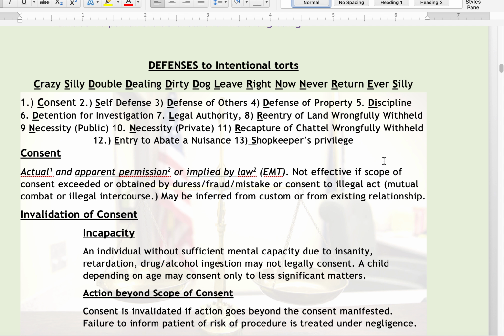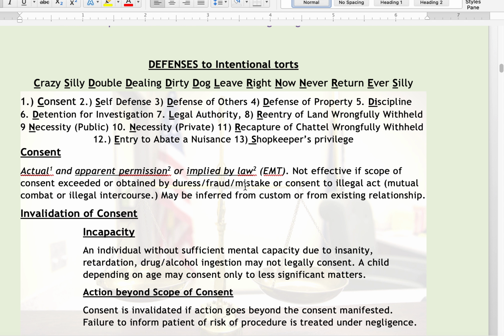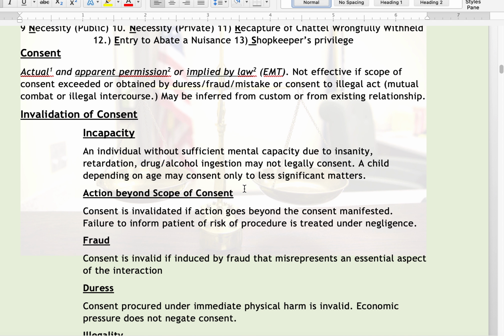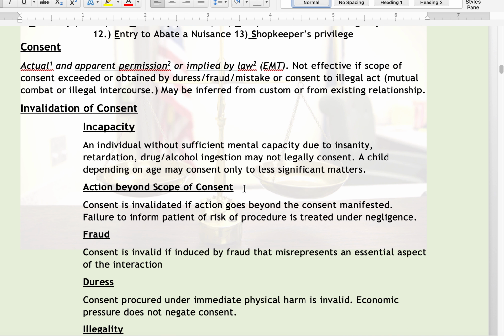So it's consent, self-defense, defense of others, defense of property, discipline, detention for investigation, legal authority, re-entry to land wrongfully withheld, necessity public, necessity private, recapture of chattel wrongfully withheld, entry to abate a nuisance, shopkeeper's privilege. Consent: the actual and apparent permission, or implied by law, for example, an EMT.